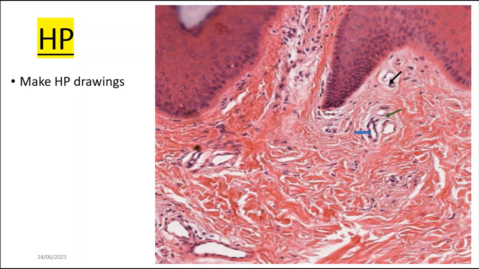So this is the epithelia here, the stratified squamous keratinized epithelia. You know, this is found in the skin. And then under the epithelia, you've got the subcutaneous tissue. The subcutaneous tissue has blood vessels. This is a blood vessel here, and here, and here, and here.